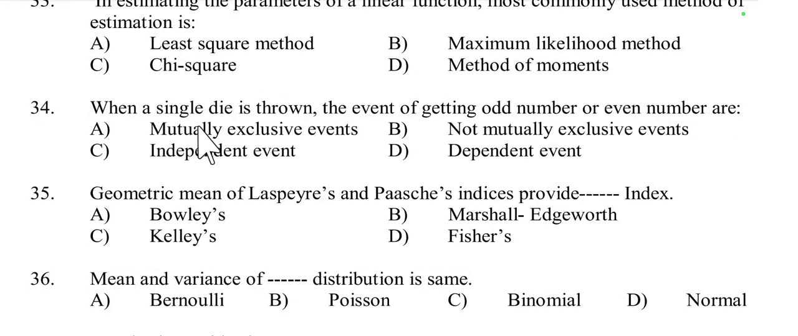Then question number 34, when a single die is thrown, the events of getting an odd number or even number are mutually exclusive events, not mutually exclusive events, independent events, or dependent events. They are mutually exclusive, because when we get an odd number, we cannot get an even number at the same time. When we get an even number, we cannot get an odd number. These events are mutually exclusive because a single die roll cannot result in both odd and even number simultaneously. If one event occurs, the other cannot occur.